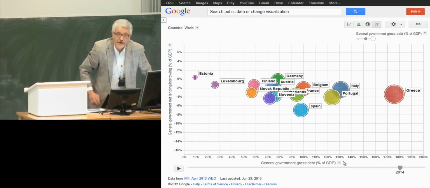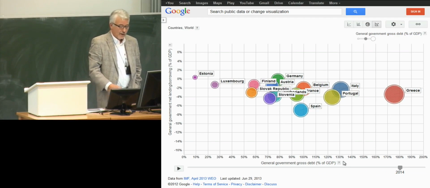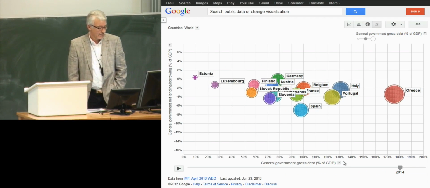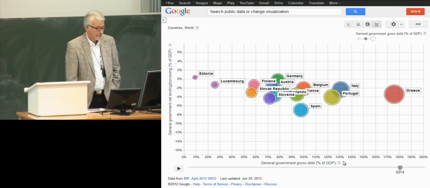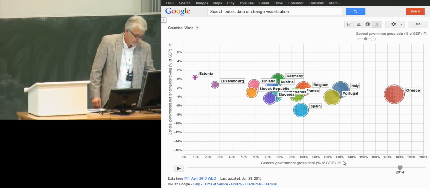Now, the question is, why? Why did Greece move to the right on this figure? I will answer this question, or maybe you can answer this question at the end of the lesson.